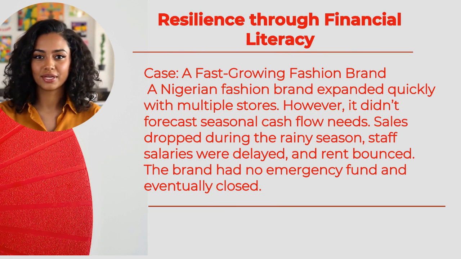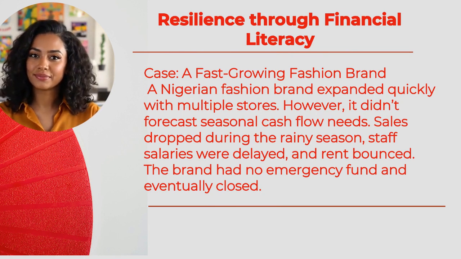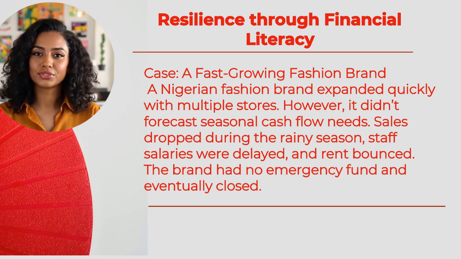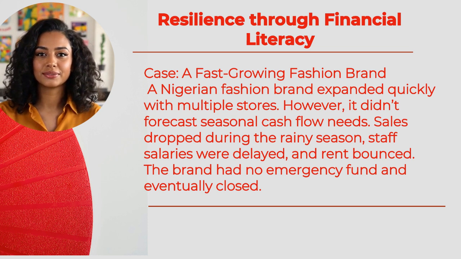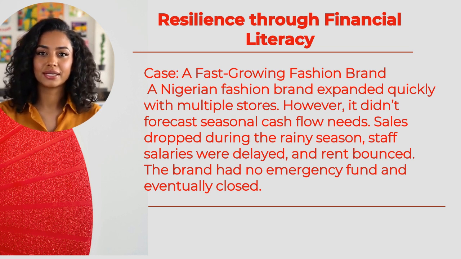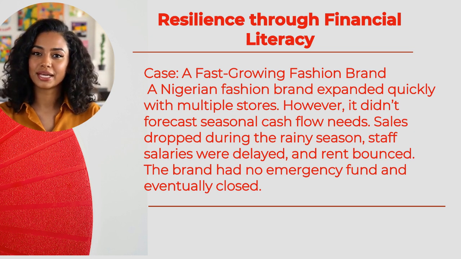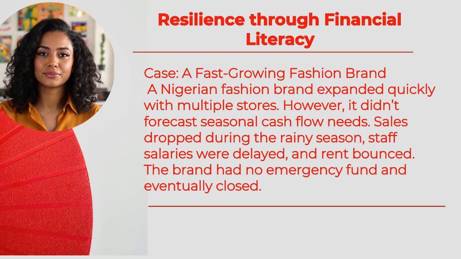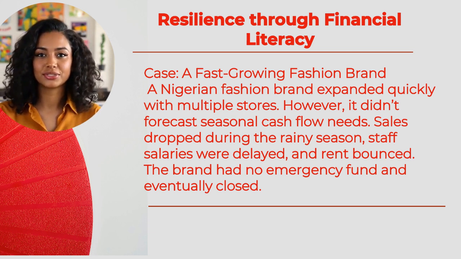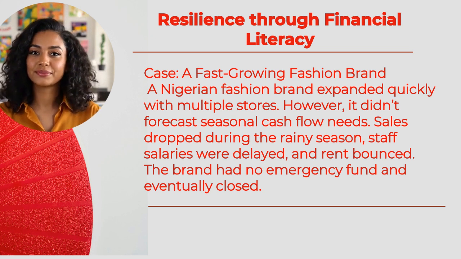Case study: financial risk gone wrong. A fast-growing fashion brand. A Nigerian fashion brand expanded quickly with multiple stores. However, it didn't forecast seasonal cash flow needs. Sales dropped during the rainy season, staff salaries were delayed, and rent bounced. The brand had no emergency fund and eventually closed. Lessons: growth without cash flow planning and financial risk mitigation is a recipe for collapse.